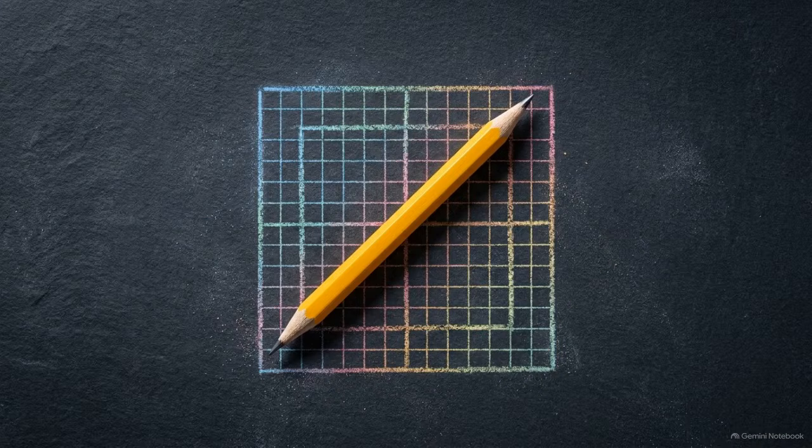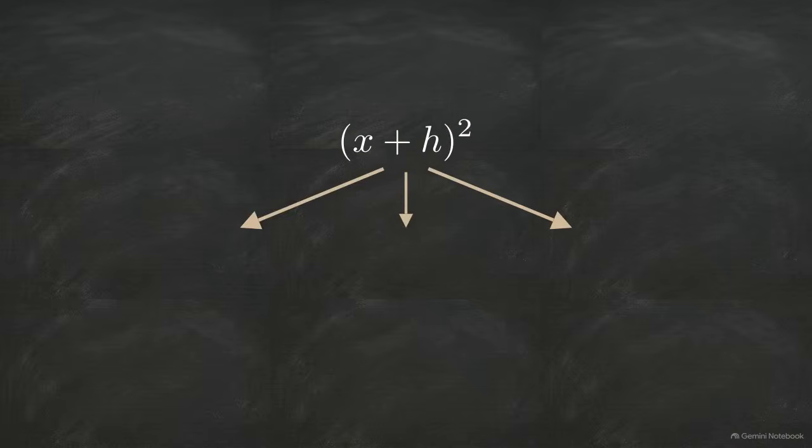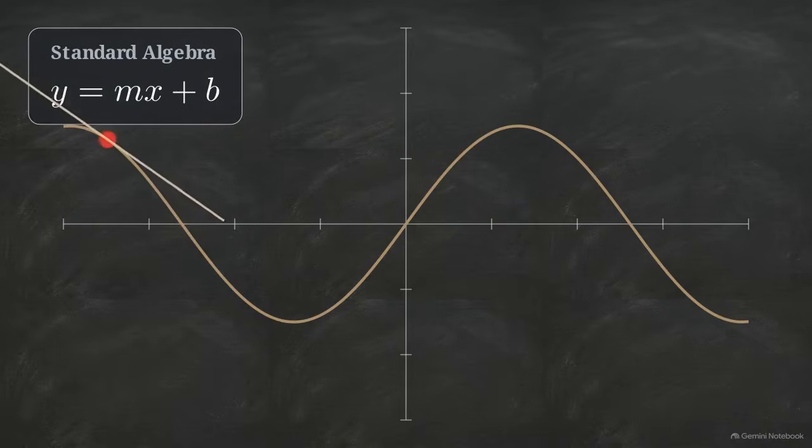To do this, you only need 3 things: a piece of paper, a sharpened pencil, and some basic algebra. Specifically, as long as you remember how to expand (x plus h) squared, you have everything you need. Calculus applies standard algebra to moving targets.